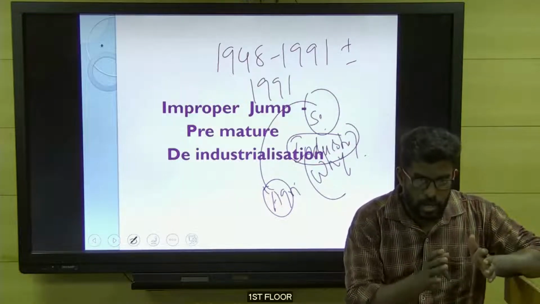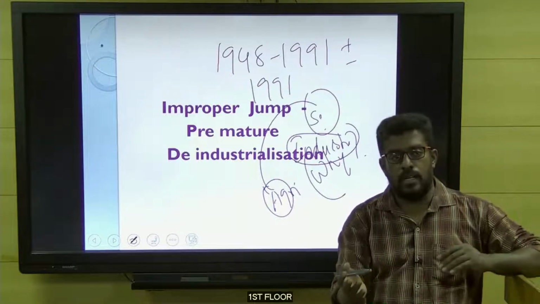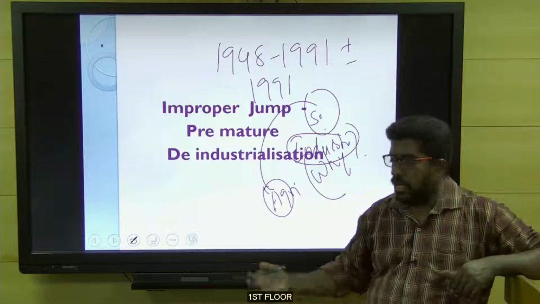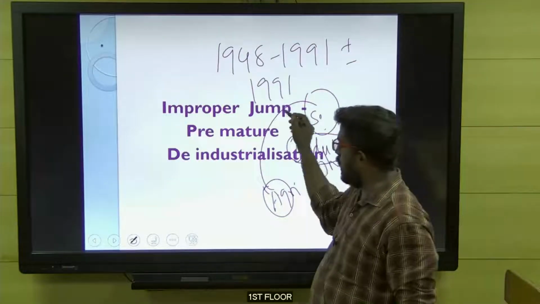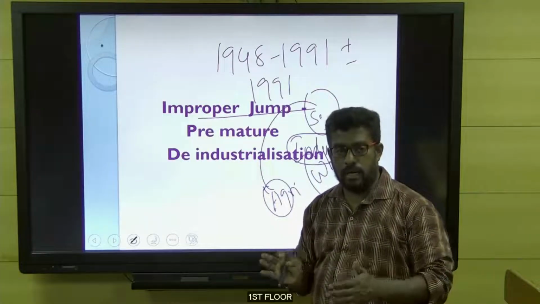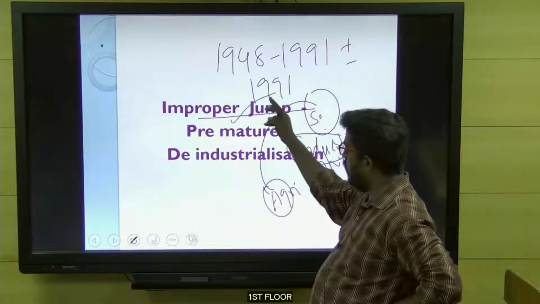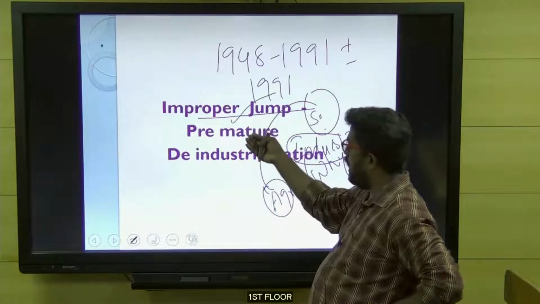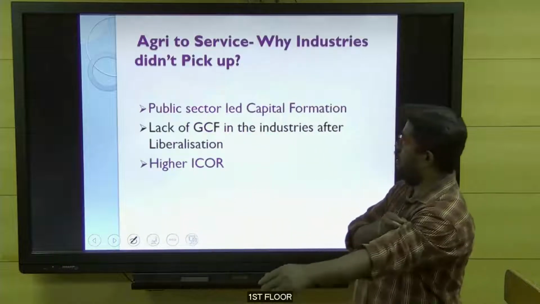How the industrial policies of 1991 resulted in the transformation of our economy from agrarian to service sector, that we are going to do now. So the heading is improper jump. All the other things I told are the introduction for our class. The core area we are going to learn is the improper jump, which we call the premature deindustrialization of our economy. So now write the heading.